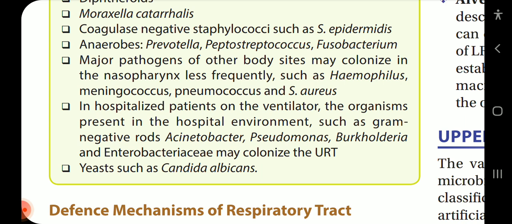anaerobes like Prevotella, Streptococcus, and Fusobacterium. Major pathogens of other body sites may colonize the nasopharynx less frequently, such as Haemophilus, Meningococcus, Pneumococcus, and Staph aureus. In hospitalized patients on the ventilator, the organisms present in the hospital environment, such as gram-negative rods, Acinetobacter, Pseudomonas, Burkholderia, and Enterobacteriaceae may colonize the upper respiratory tract. Yeast, such as Candida albicans.